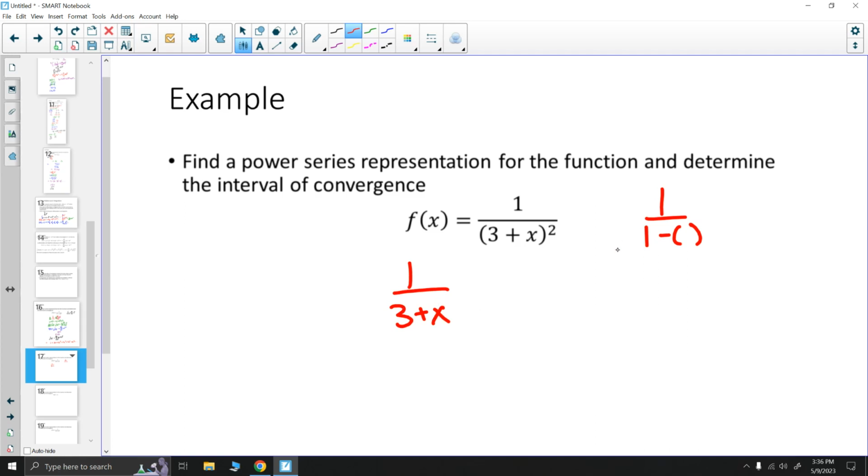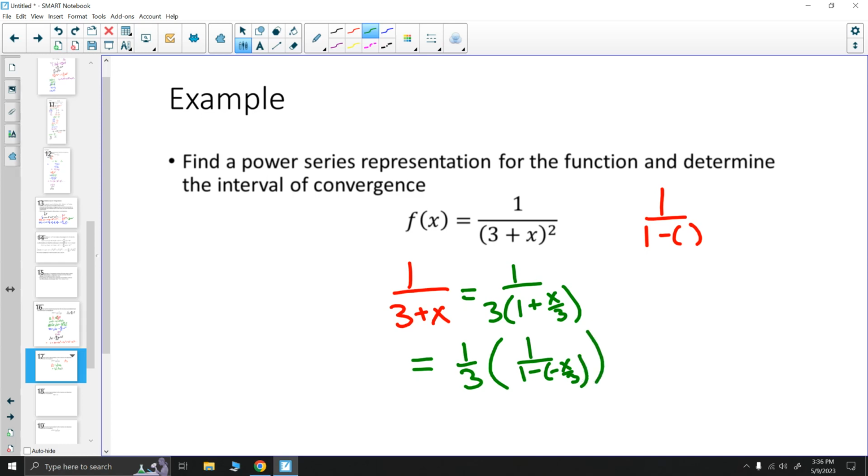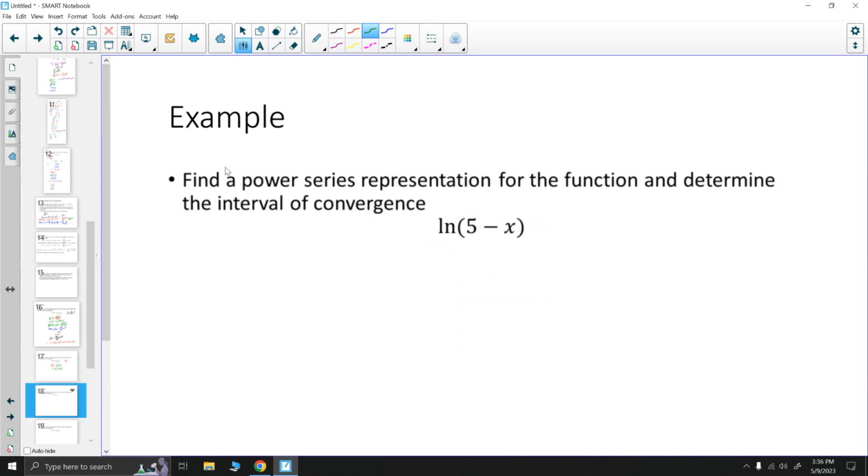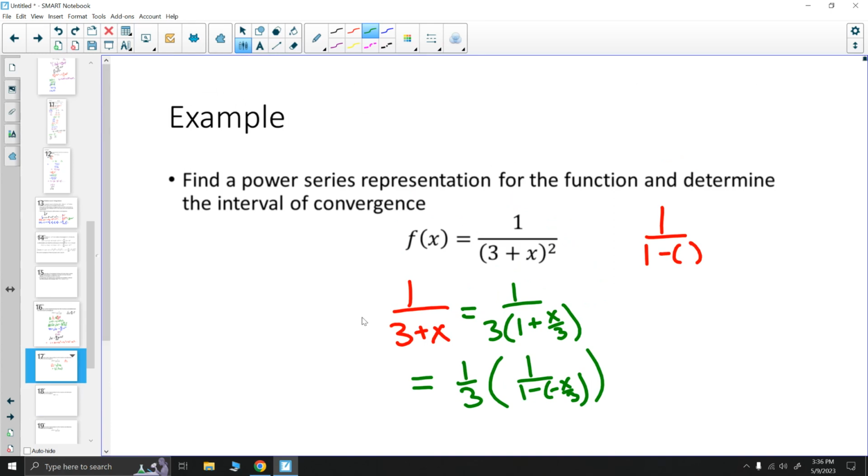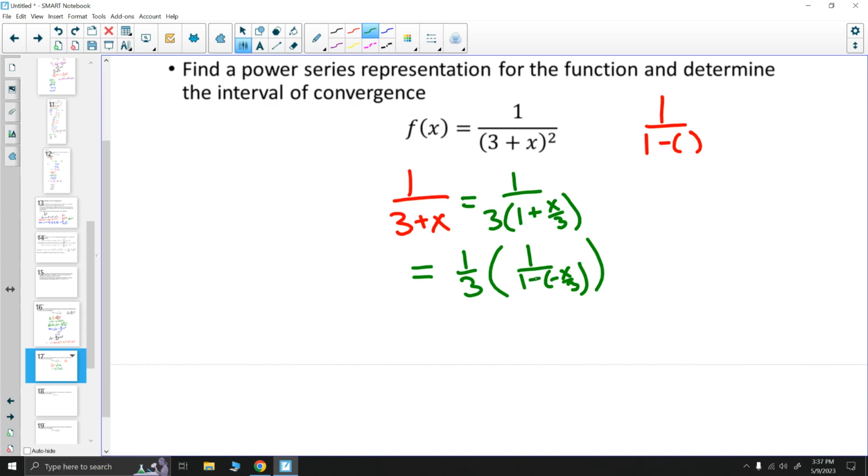If I was trying to write this in that form, I would factor out the 3 on the bottom. Pulling out that 3, we get 1 plus x over 3. And I also want this as a minus, so I'm going to rewrite this as 1/3 times 1 over 1 minus negative x over 3. That's where I'm going to start. This is kind of a starting point.